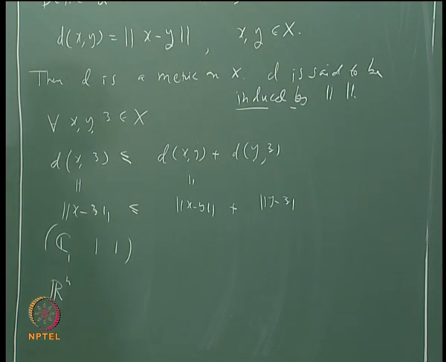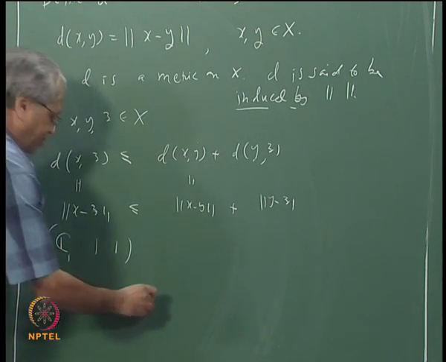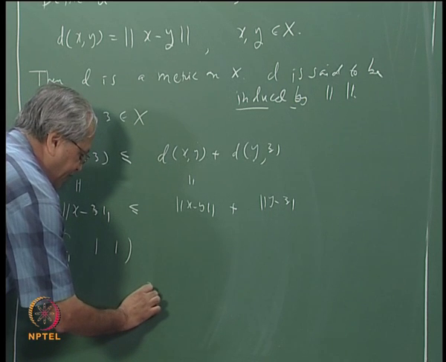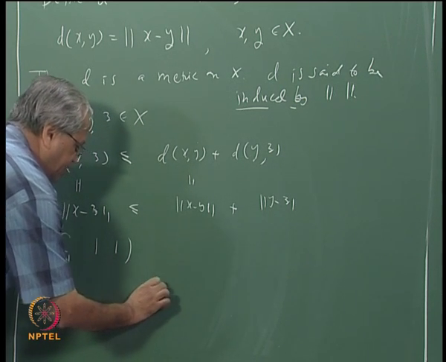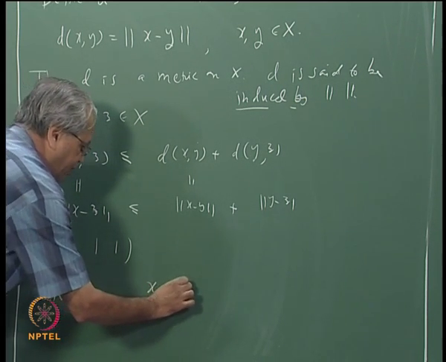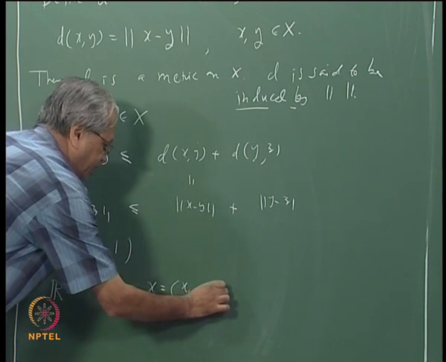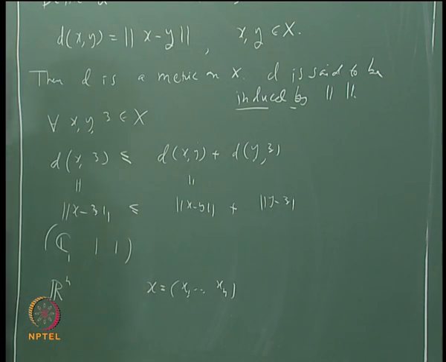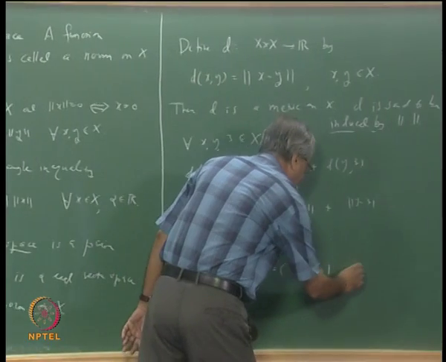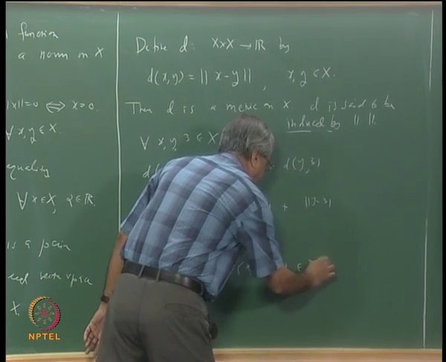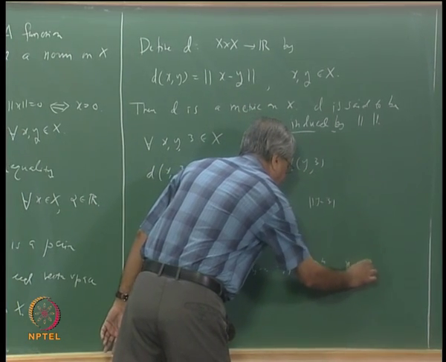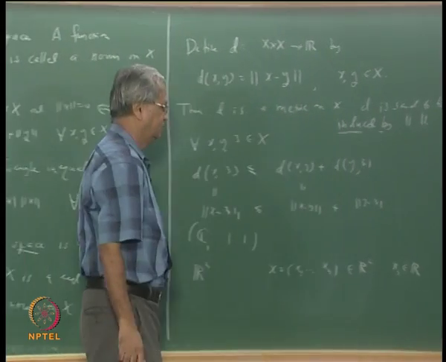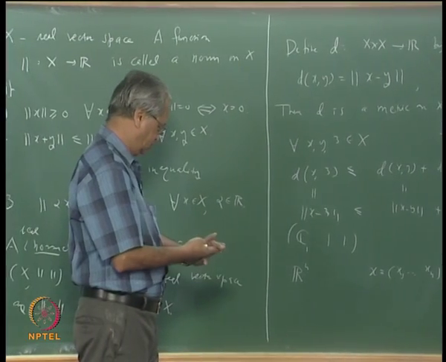So let us just take one or two well known examples. Suppose I take x in Rn, then that is of the form x1, x2, ..., xn. It is an n-tuple where x1, x2, ..., xn are real numbers. So this belongs to Rn, that means each xj is in R.